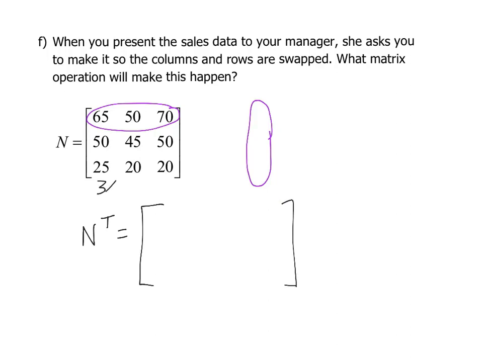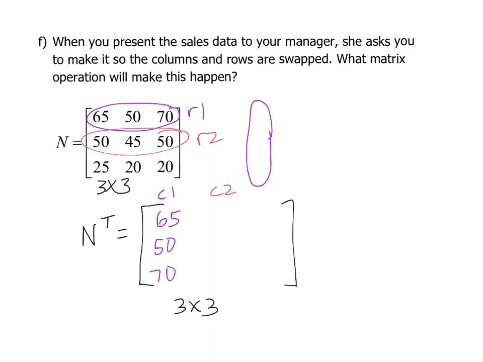this was a 3 by 3 matrix, so this is still going to be a 3 by 3 matrix, but this purple row here is going to become the first column. So this row 1 is going to become column 1. Row 2 here is going to become column 2. And row 3 is going to become column 3.